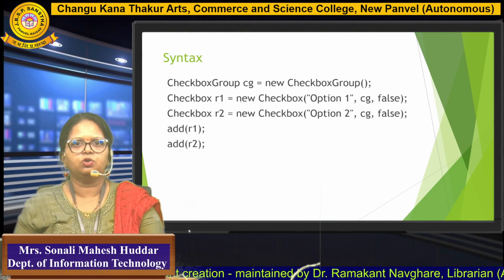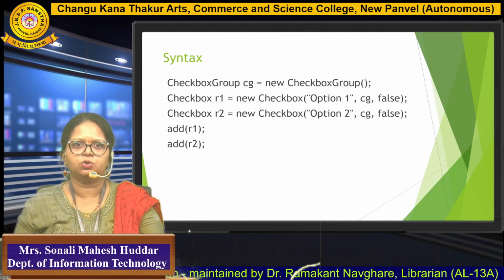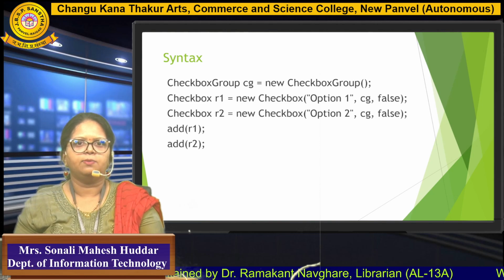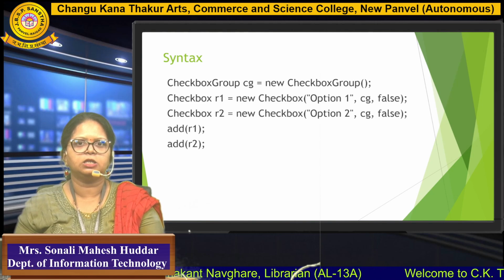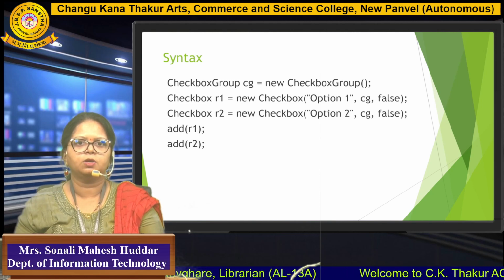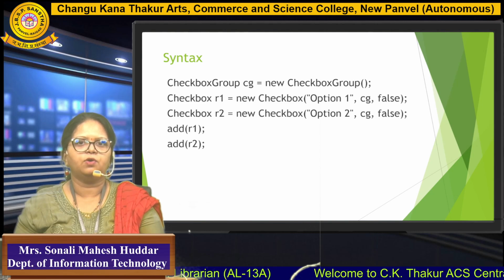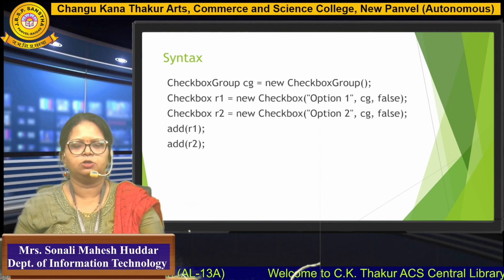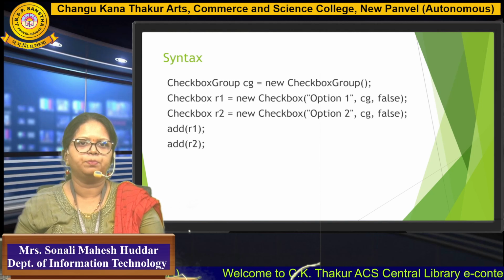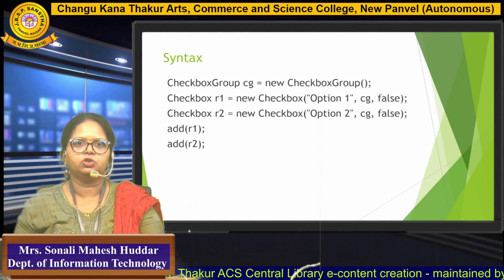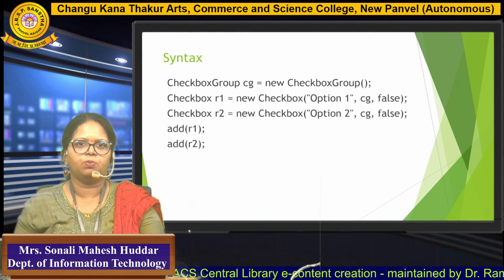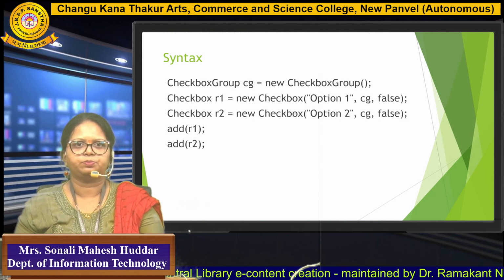Syntax: CheckboxGroup cg is equal to new CheckboxGroup. Checkbox r1 is equal to new Checkbox, Option 1 here you are providing. cg is nothing but your CheckboxGroup object, and by default you are setting false for it. So it is not selected by default. Checkbox r2 is equal to new Checkbox, Option 2, cg, false, and you are just going to add those checkboxes r1 and r2.